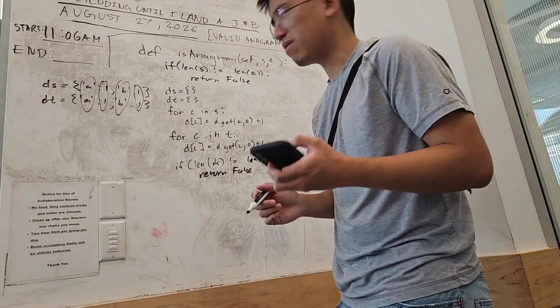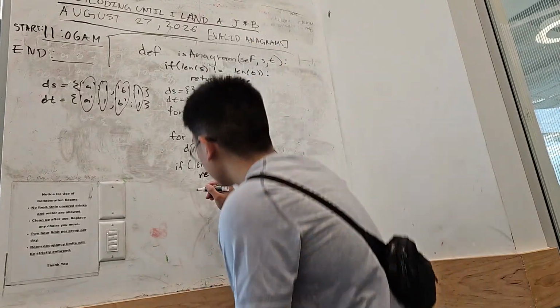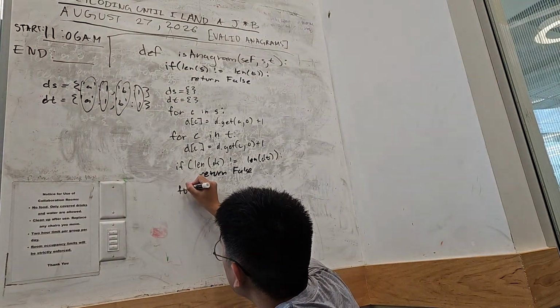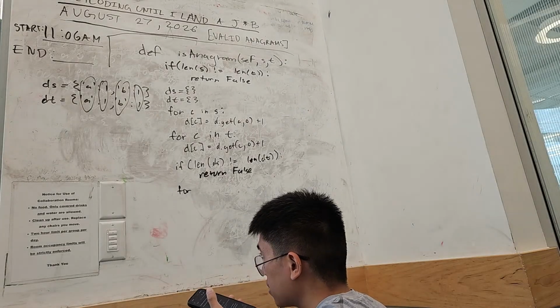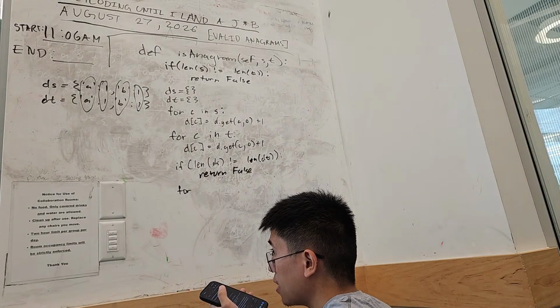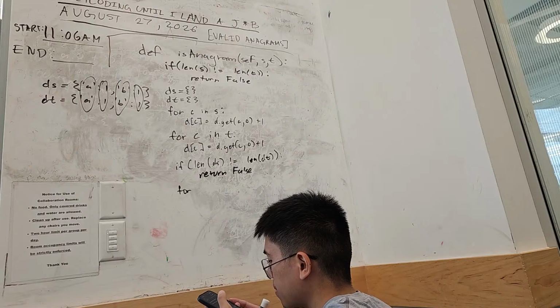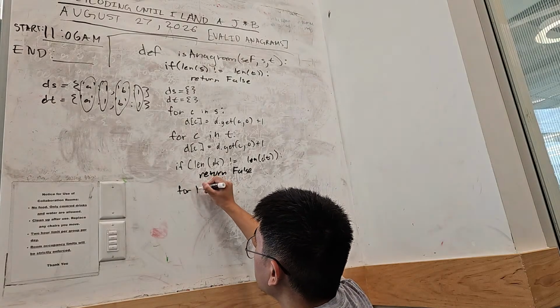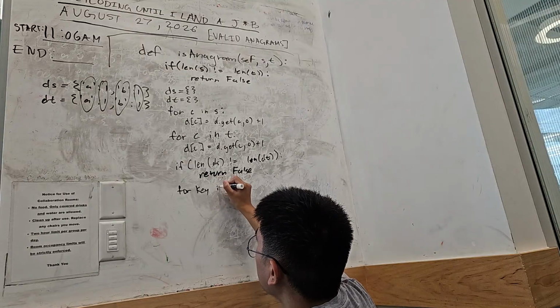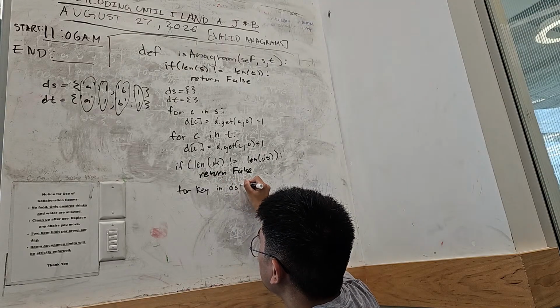I don't know if this is the right way to do it. So we're gonna say for key. Is the word lowercase key a reserved word in Python? No, it's not. Okay, so we're just gonna say for key in d of s.